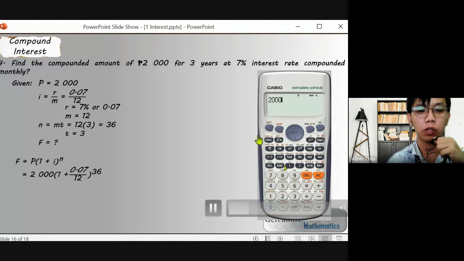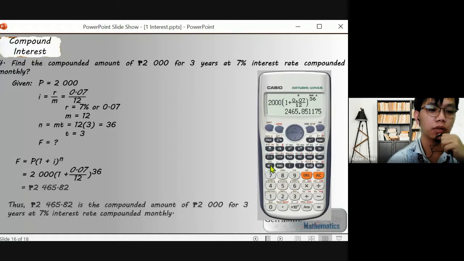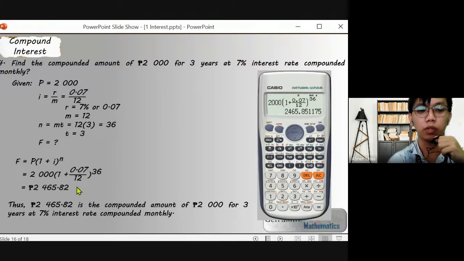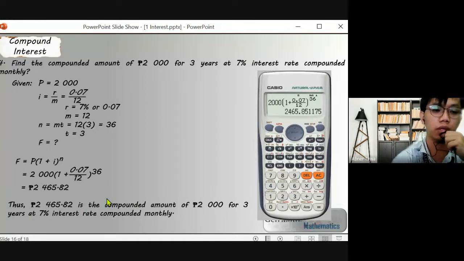Okay, we have here 2,000 multiplied to (1 plus 0.07 over 12) raised to 36. That is equals to 2,465.82. Okay, so that will be the future value or the value of 2,000 at the end of 3 years. It will be 2,465.82 pesos. And then that will be our conclusion. Okay, so that will be our fourth example.